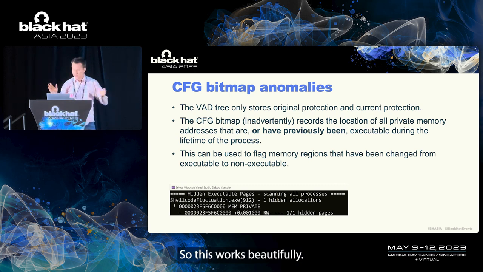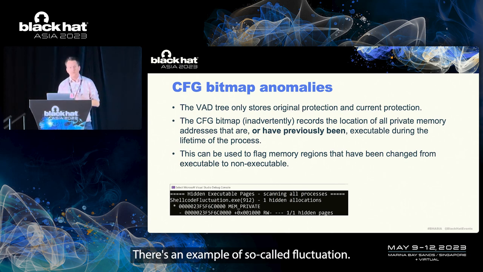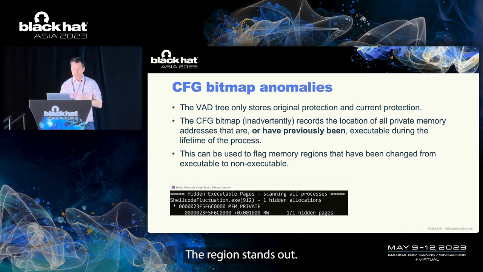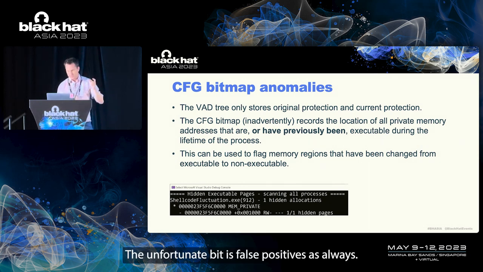So this worked beautifully. Protection fluctuation stands out, boom, boom, boom, red lights. There's an example of shellcode fluctuation, the region stands out. The unfortunate bit is false positives, as always.